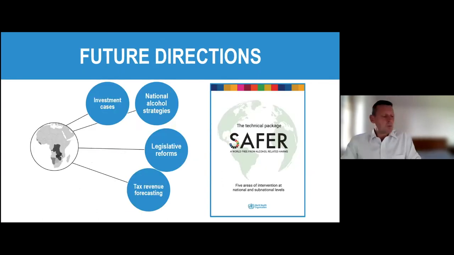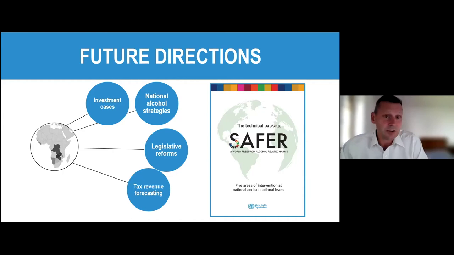So what are some of these directions? An open door for anyone who wants to work with us on these issues. We're just getting going now, but there is some action happening in countries. We want to build out these investment cases over the summer. My colleague Rachel, who's online as well, is drafting the guidelines right now for these investment cases with a team of maybe 15 other colleagues from different organizations.